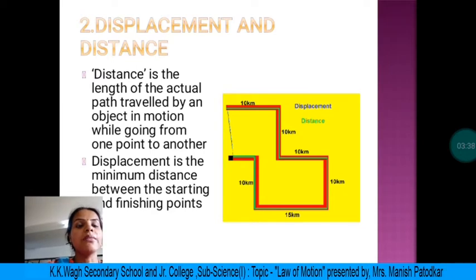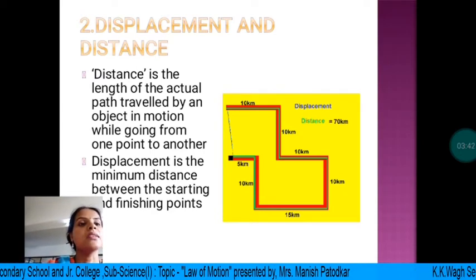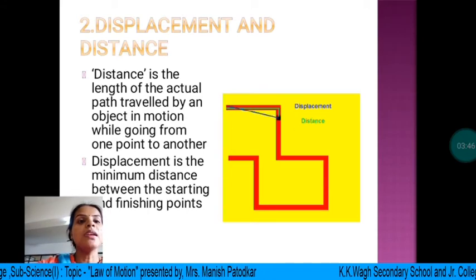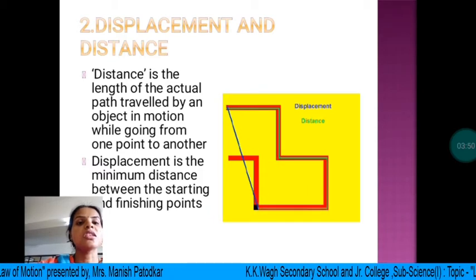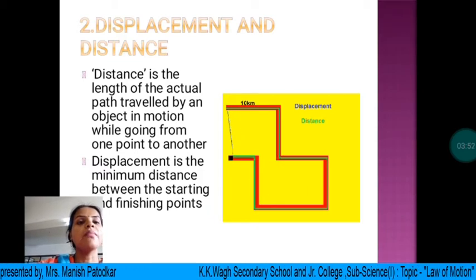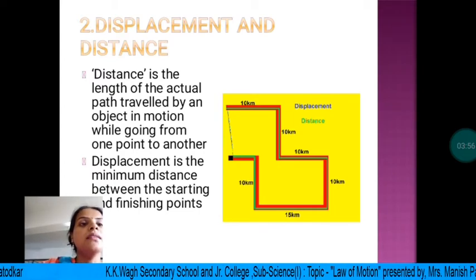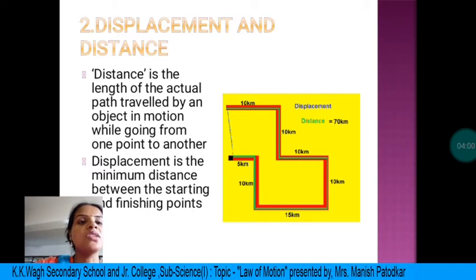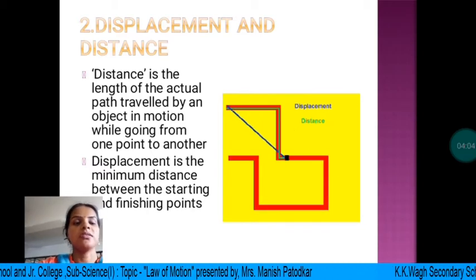So this activity shows the total distance covered from point A to B is 70 km, while the displacement is only 14 km. It means the minimum distance covered by an object from point A to point B is said to be the displacement, while the actual total distance traveled by the object from point A to point B is said to be the distance.